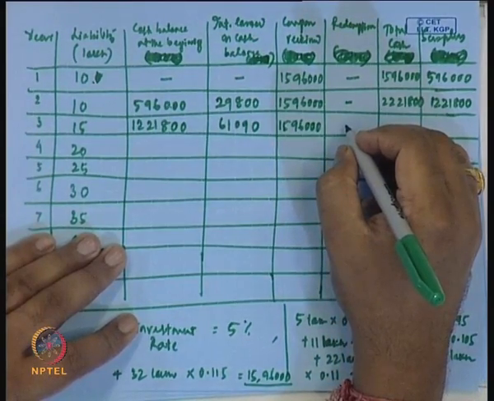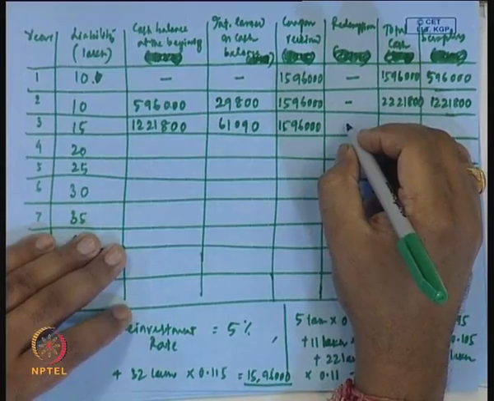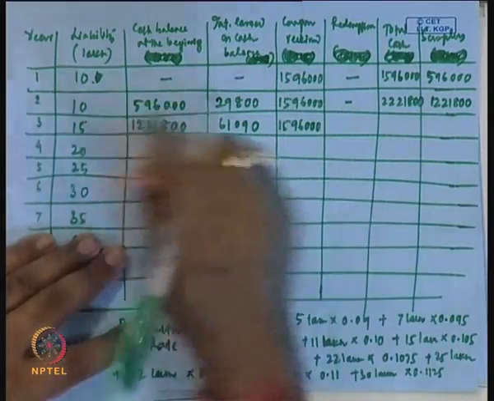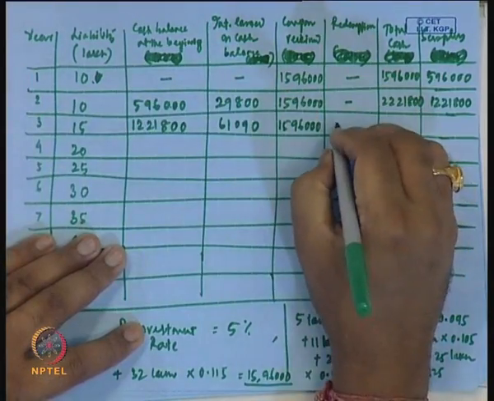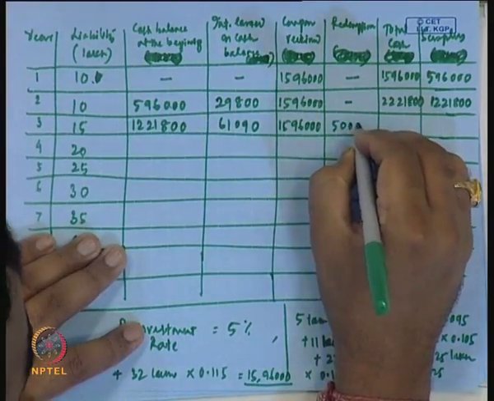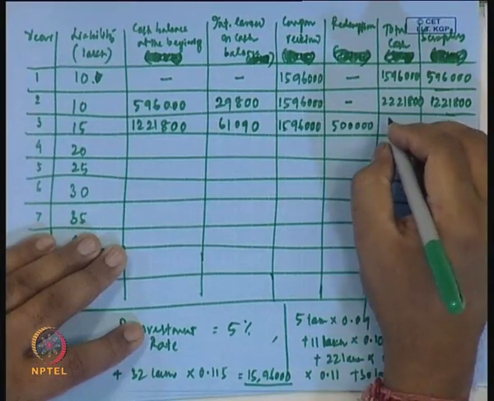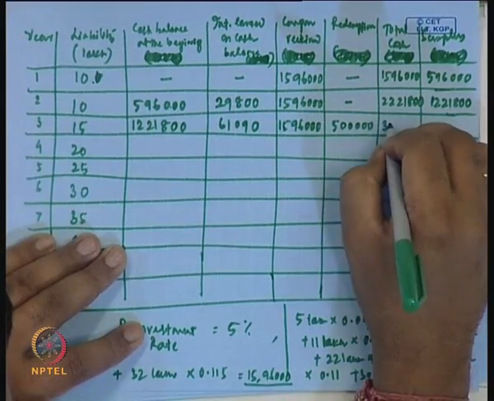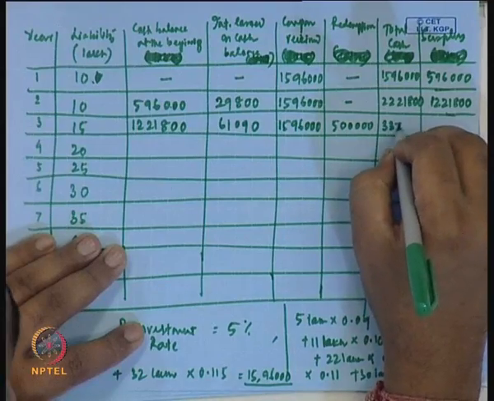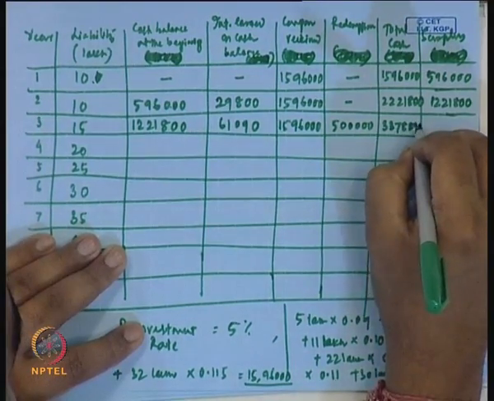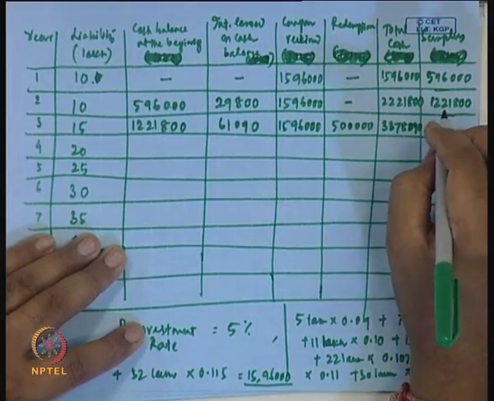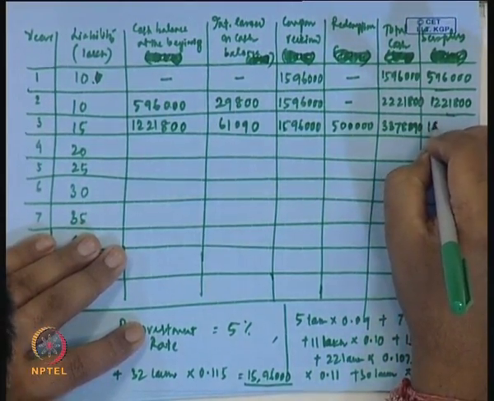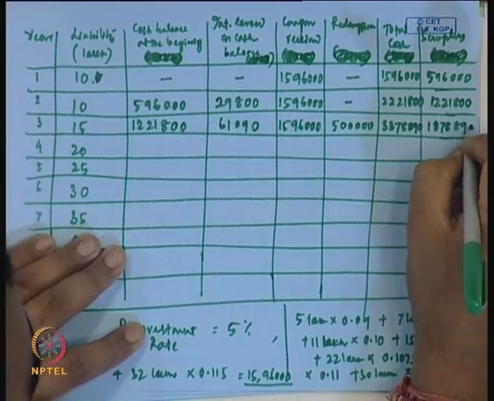basically after the term to maturity. Company C has invested 5 lakhs, and the term to maturity is 3 years. So now they have a redemption value of 5 lakh. So that will be 33,780, 890, and then 990, and then we have 1878890.